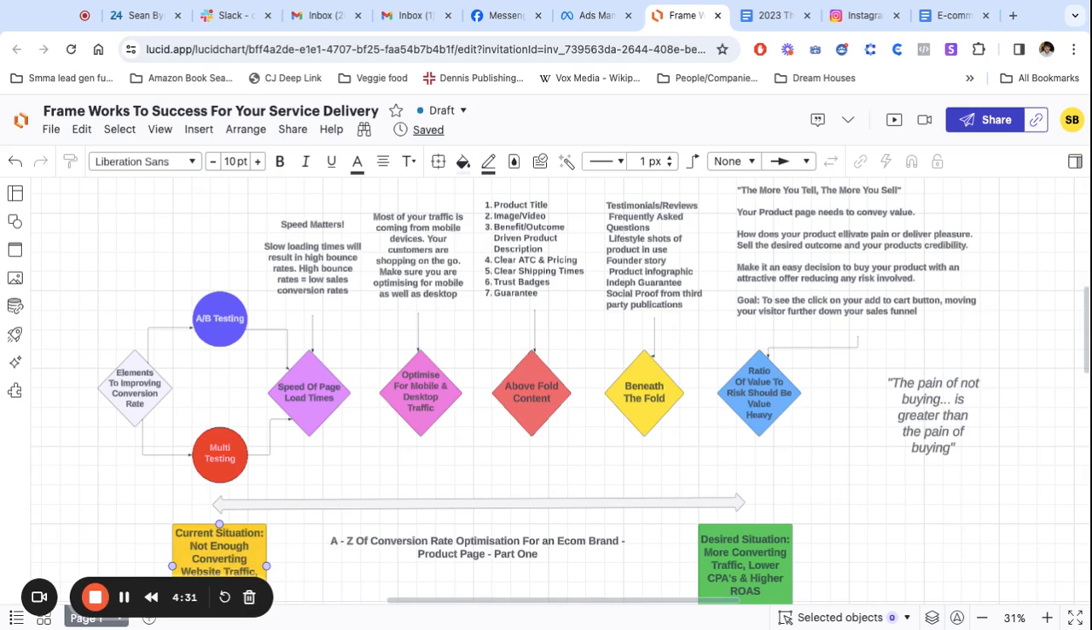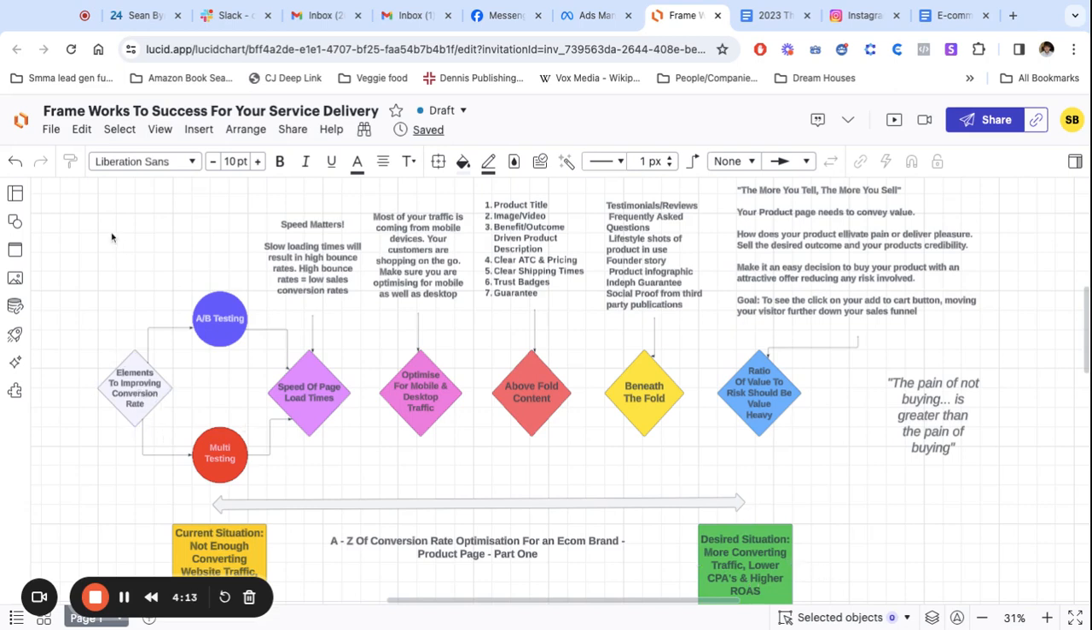That's going to result in high CPAs and lower ROAS. What you need to be hitting at here is the desired situation where you're sending traffic and the same amount of traffic is converting more, which reduces the CPA and increases the ROAS.